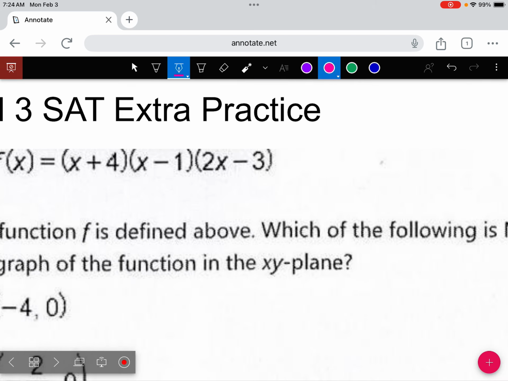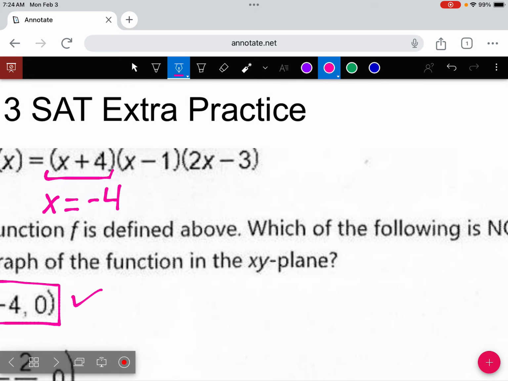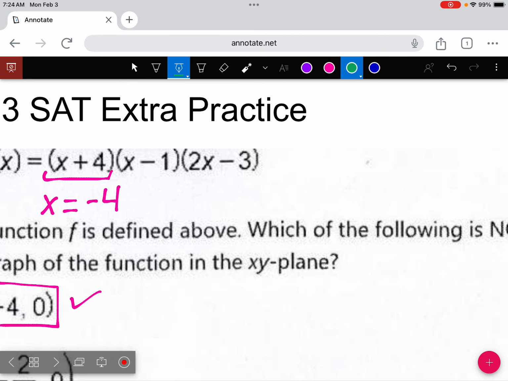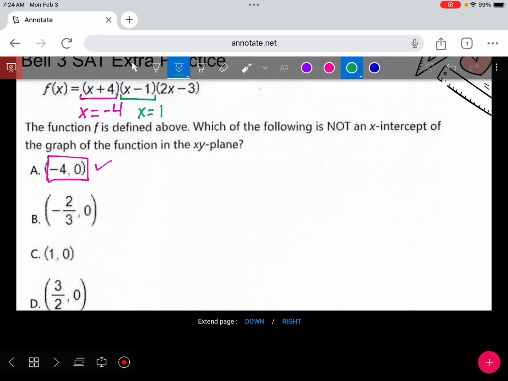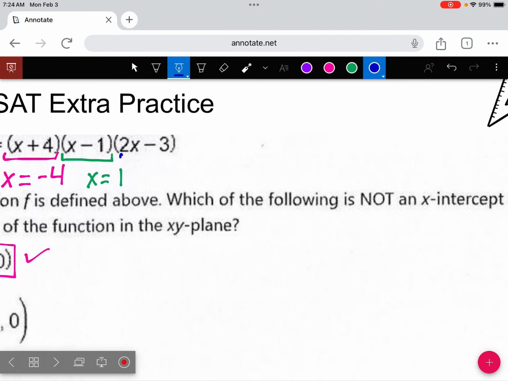So if I set this one equal to 0, the x plus 4, what would we get? What would our root be? -4. So we know that that guy is one of our roots. How about x minus 1? What's our root there? Yeah, it's a positive one. So if we set that equal to 0, we know we've got this one here. Then we got this one.